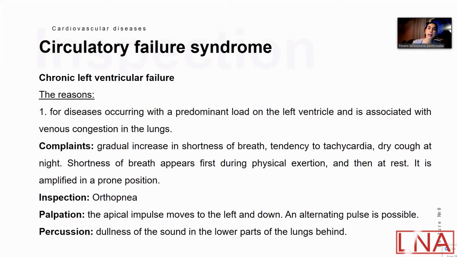During inspection, we can identify the patient in the position of orthopnea. During palpation of the heart region, we can identify that the apical impulse will be moved to the left and down due to dilatation of the left ventricle chamber, and alternating pulses are possible. During percussion, dullness of the sound in the lower parts of the lungs behind. During percussion of the lungs, you will determine a dual type of sound on the projection. Normally there is a clear pulmonary sound; dullness will be a sign of vascular stagnation in the small cycle of circulation.